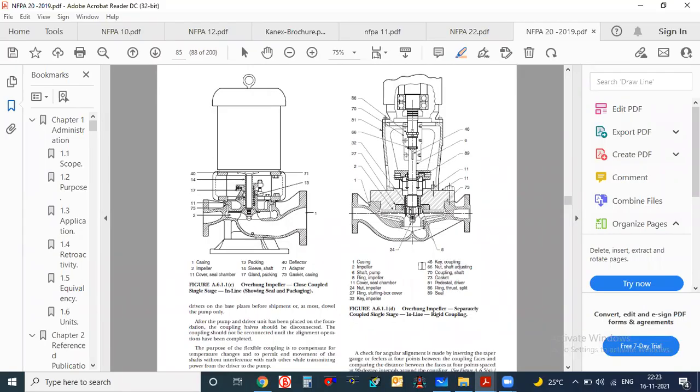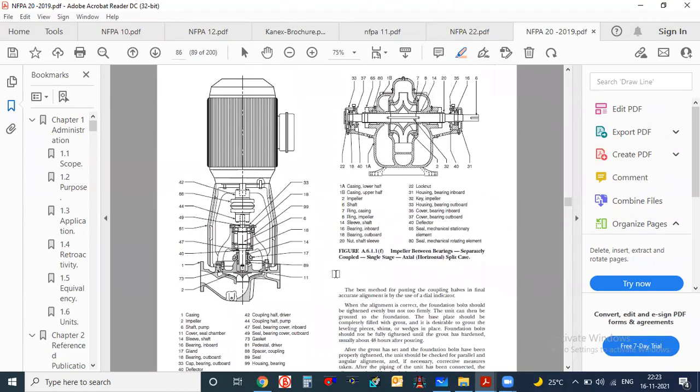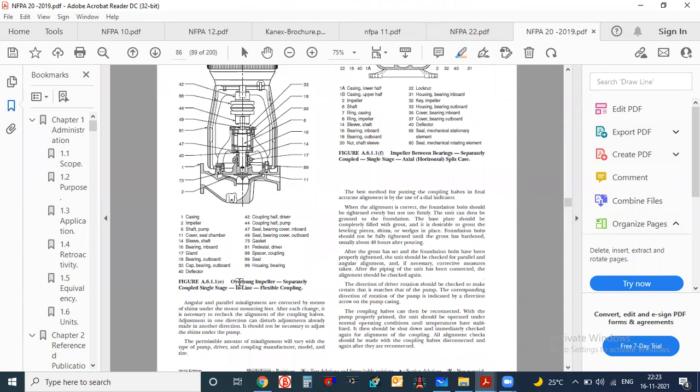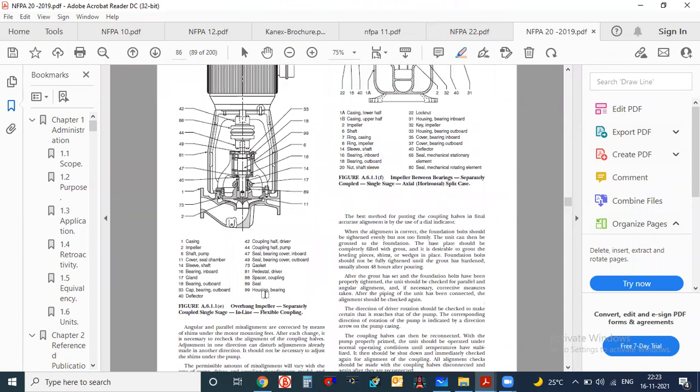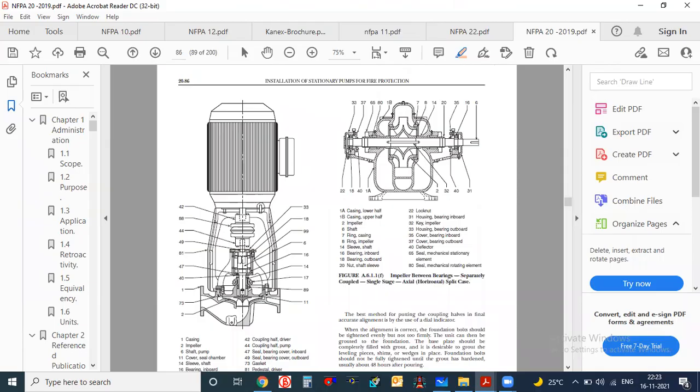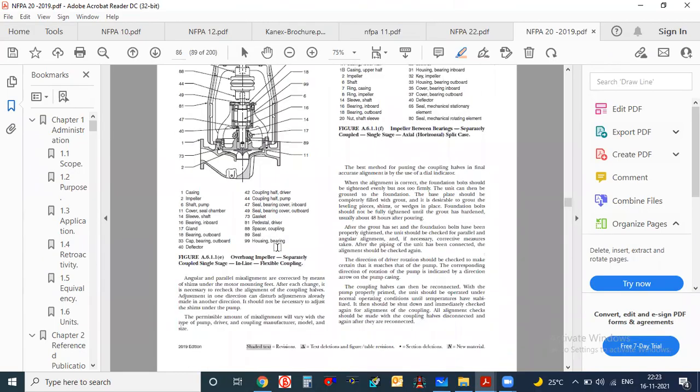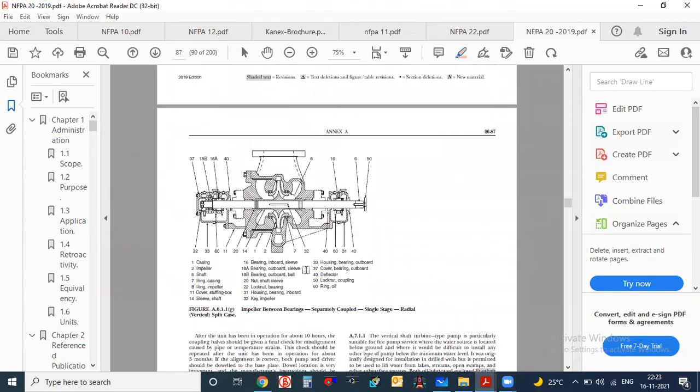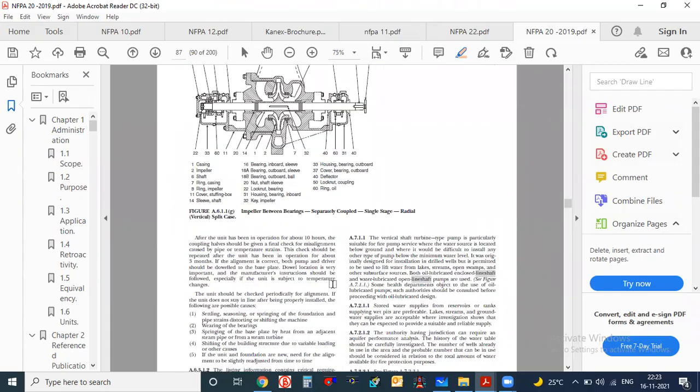This is the inline pump. Wait a minute, not this one. Overhung impeller. There are so many things. This is the single stage radial.